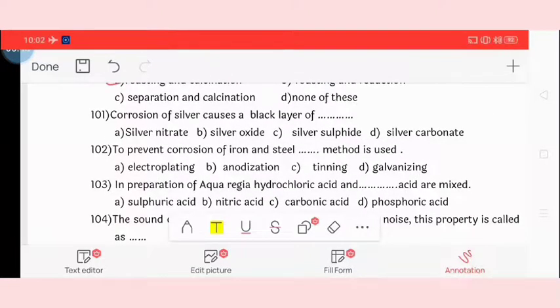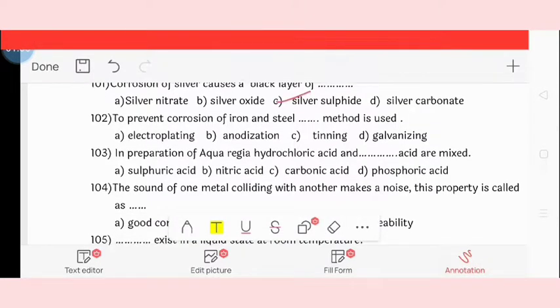Corrosion of silver causes a black layer of dash. The options are silver nitrate, silver oxide, silver sulfide and silver carbonate. So the correct option is silver sulfide. Next, to prevent corrosion of iron and steel, dash method is used. So to prevent the corrosion of iron and steel, the galvanizing method is used. Option D is the correct option.